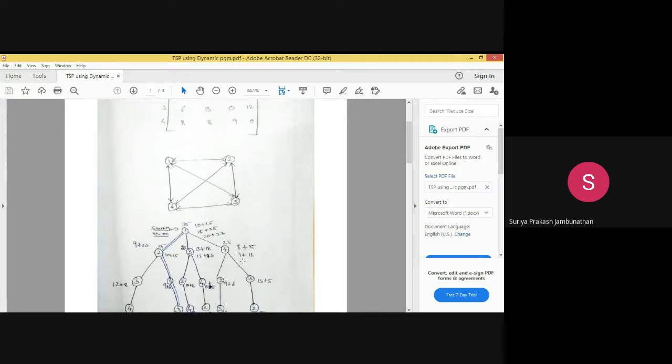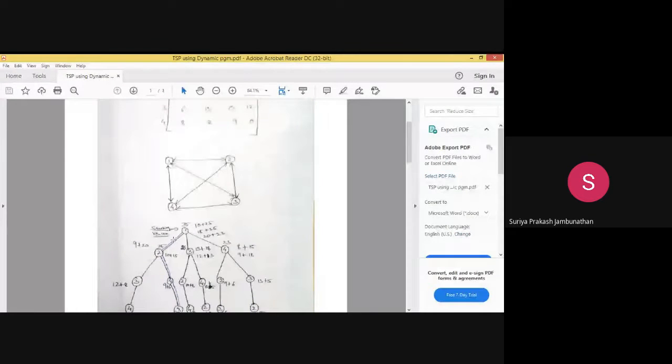8 plus 15, 9 plus 18. Among these two, 23 is the least. So 8 plus 15 is the least one. So we are putting the least values as node values. Now these node values are taken for the calculation.